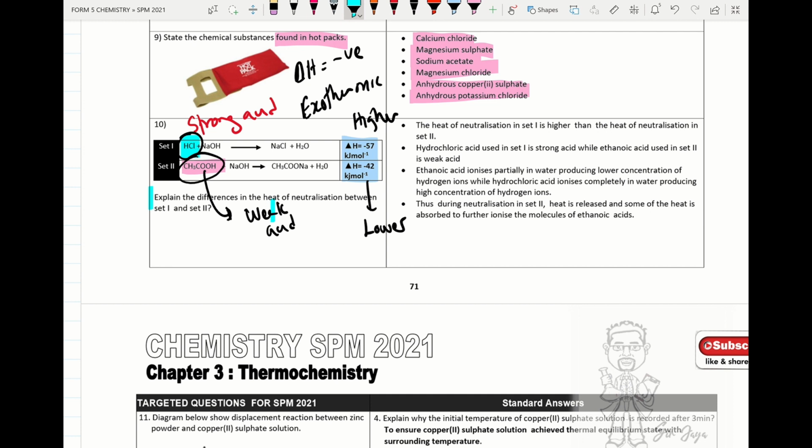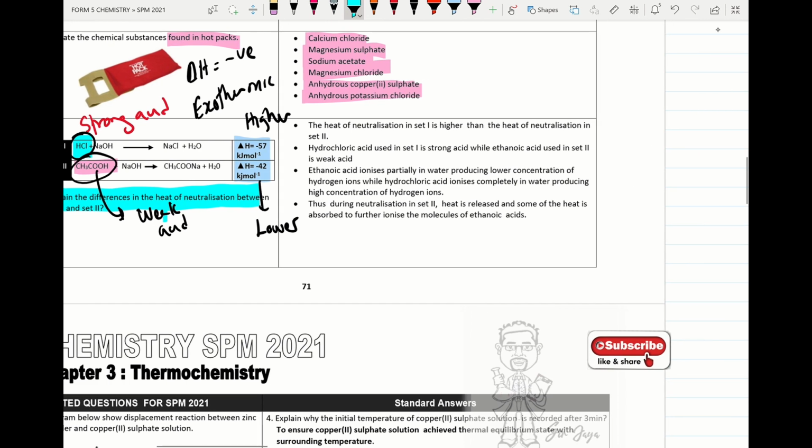We check the question: explain the differences in the heat of neutralization between set 1 and set 2. So how to answer? The heat of neutralization in set 1 is higher than the heat of neutralization in set 2. Hydrochloric acid used in set 1 is a strong acid, while ethanoic acid used in set 2 is a weak acid. Ethanoic acid ionizes partially in water, producing a lower concentration of hydrogen ion, while hydrochloric acid ionizes completely in water, producing a high concentration of hydrogen ion.